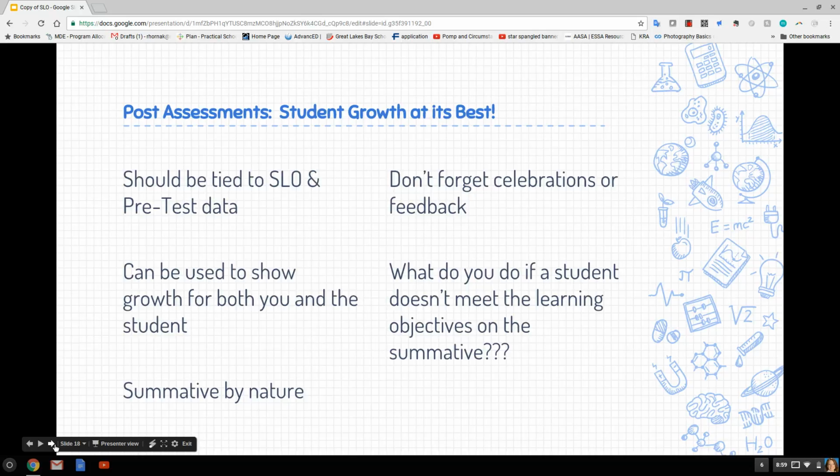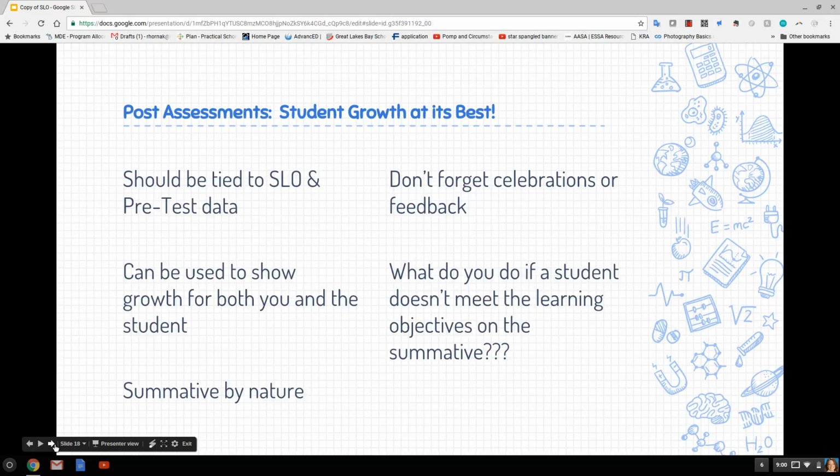Post-assessments, on the other hand, should be tied to student learning objectives in the pretest data. It can be used to show growth for both the teacher and the student, summative by nature, can be used for celebrations, and most importantly, feedback.